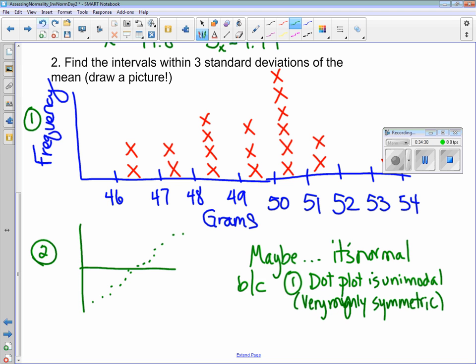So I'm checking that you know what you're looking for in that plot. You're showing me by writing this that you know the dot plot should be unimodal and symmetric. Okay? So address both of those in your answer. And second, what kind of a plot is this again? Because the normal probability plot is roughly linear, okay?